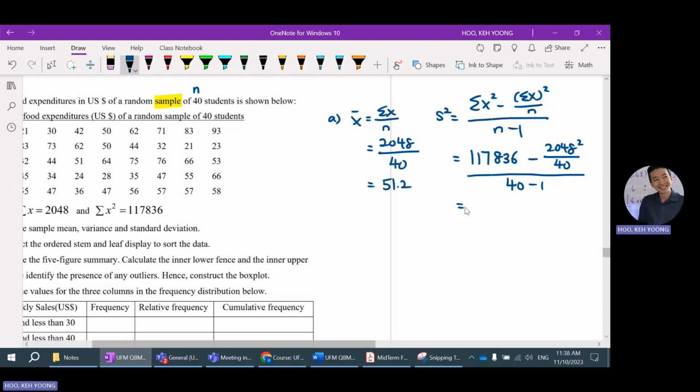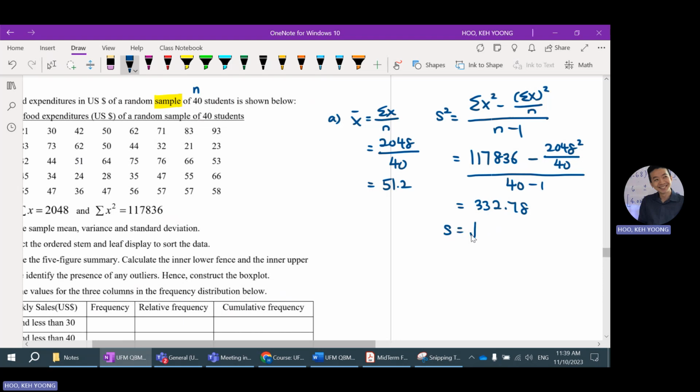Can I know the answers for this sample variance? Shout out your answers. I don't have it. Anyone can tell me the answers? Anyone has done it? 332.78. Yeah, can the rest check your answers? Do you get this? Let me know if it's wrong. All right, great.